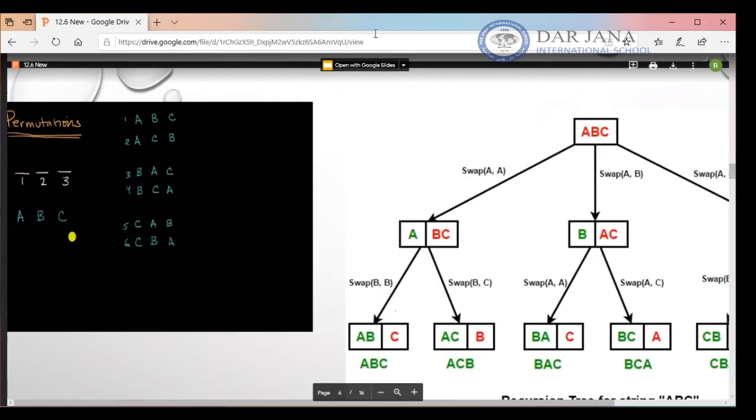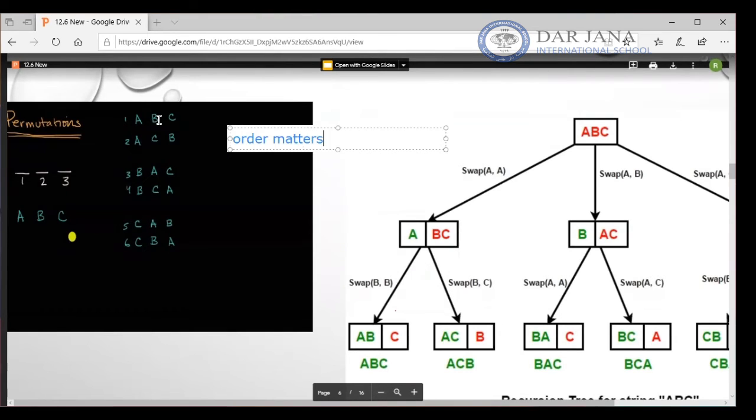We're going to give you 3 letters, A, B, and C. And permutation means in how many different ways you can place these letters. And of course, order. Permutation, always keep that in mind: order matters. Because if you read ABC, it's different than ACB. It's different than BAC. Order does matter.